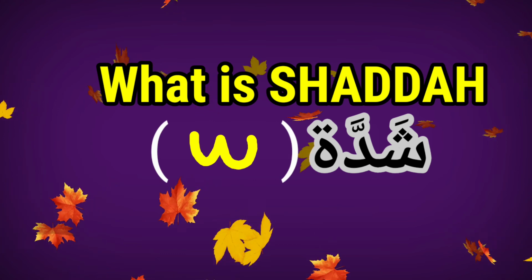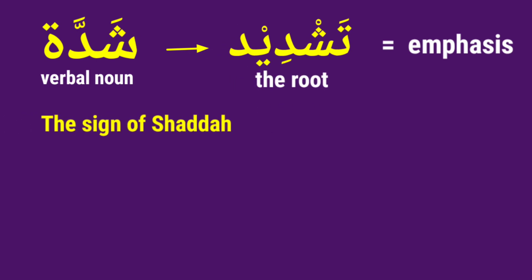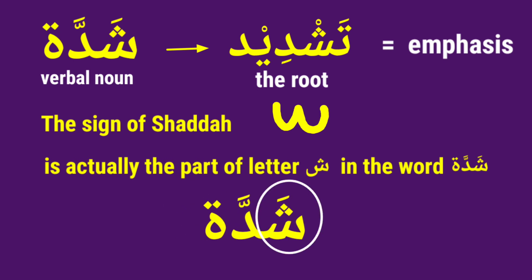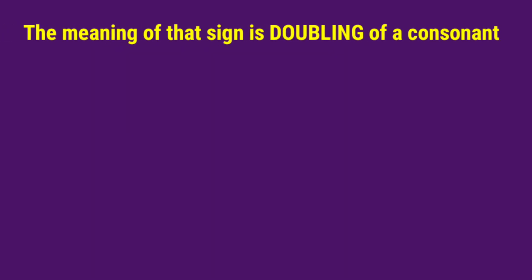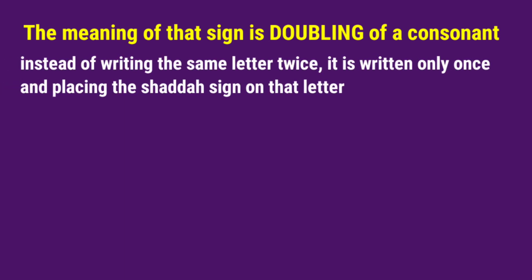Today we are going to learn about Shaddah and let's get started. Shaddah is also called by a verbal noun from the same root, tashdid, which means emphasis. The sign of Shaddah is like this. This is actually a part of letter shin in the word Shaddah. The meaning of that sign is doubling of a consonant. In other words, the consonant that has Shaddah sign is to be sounded twice. However, instead of writing the same letter twice, it is written only once and placing the Shaddah sign on that letter.